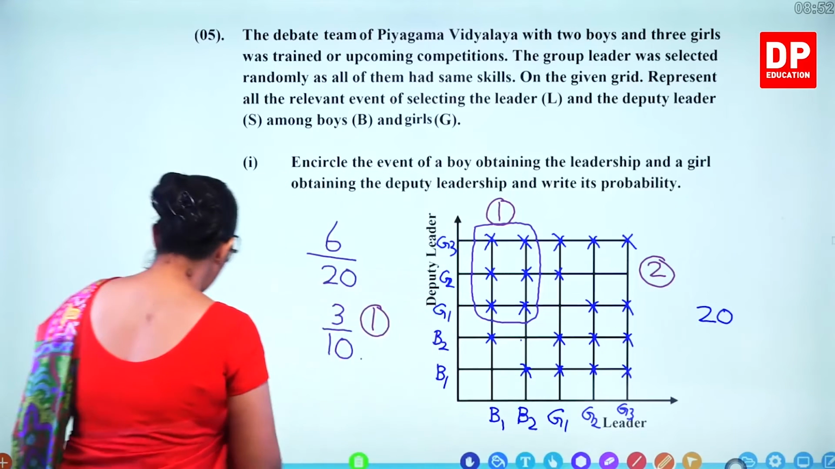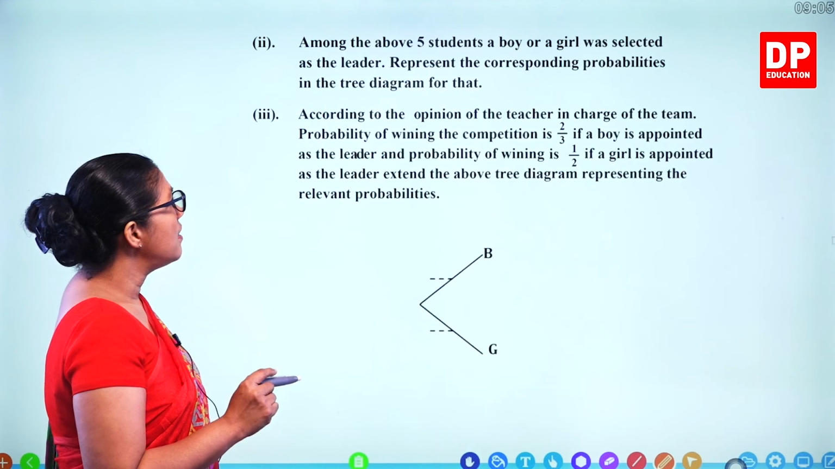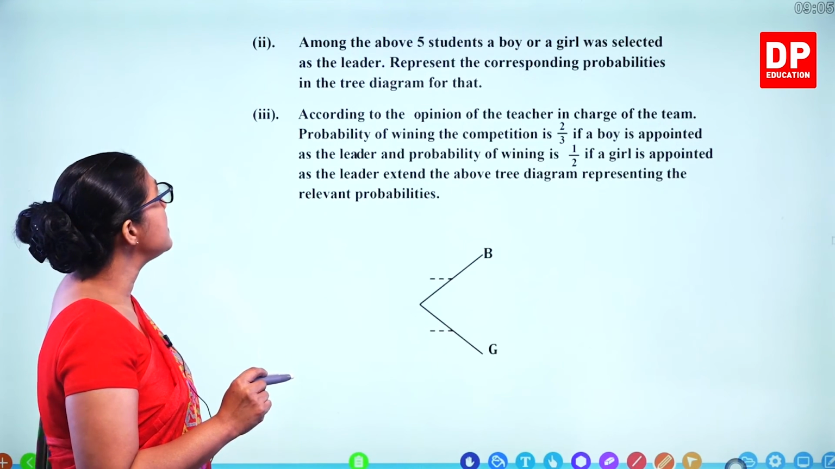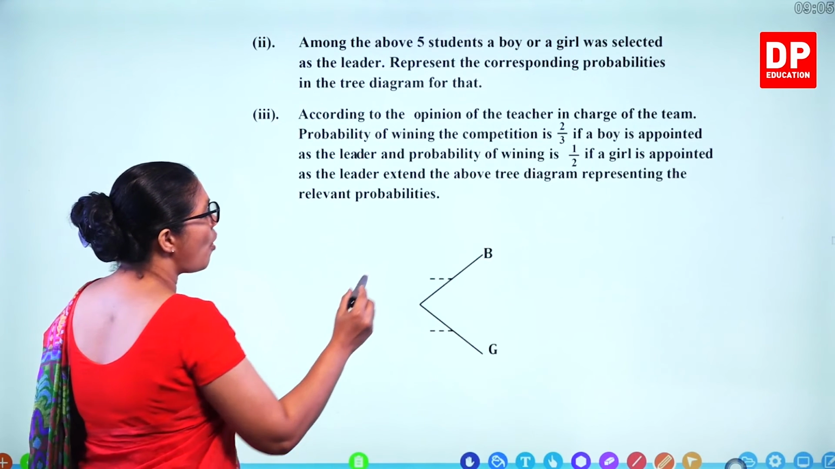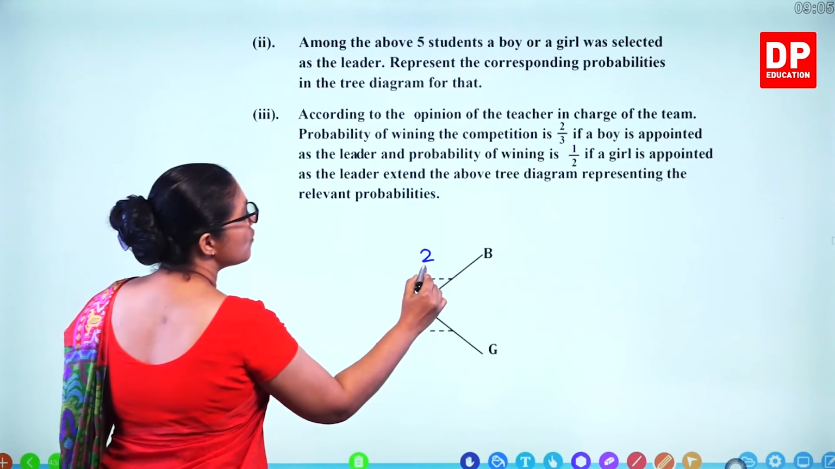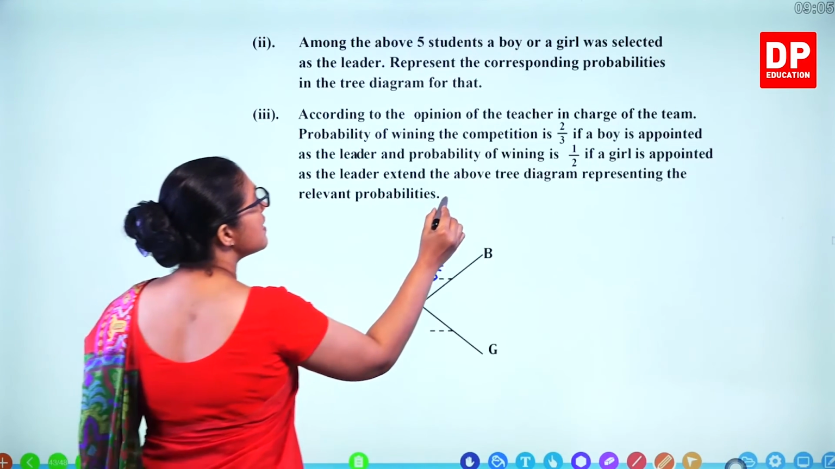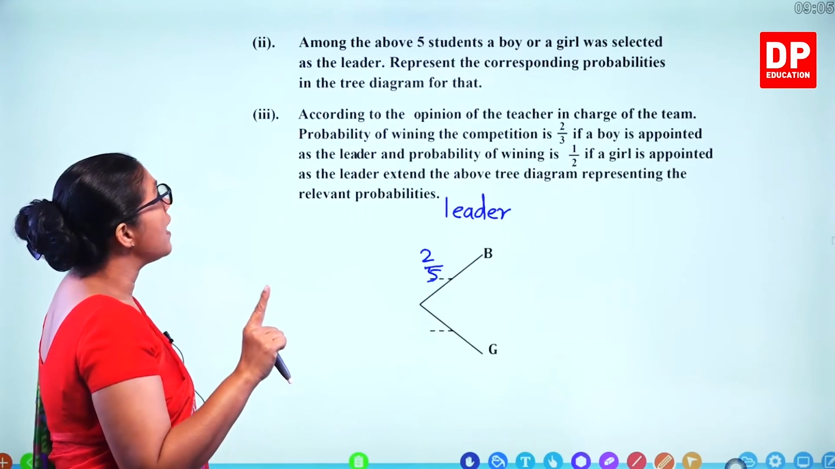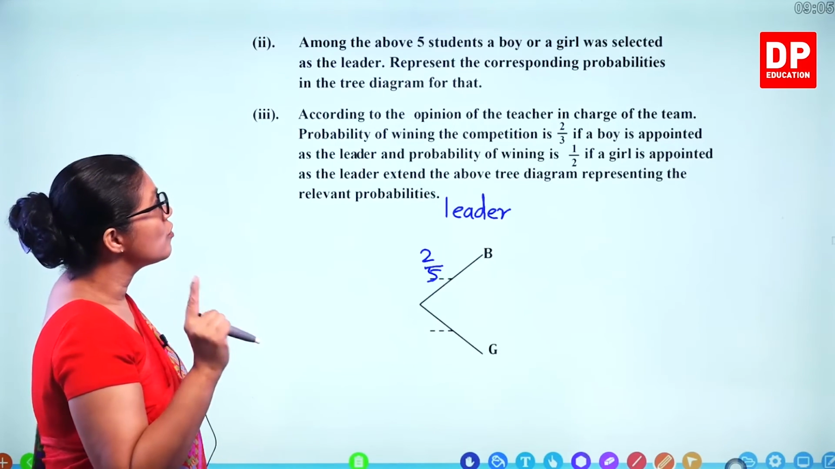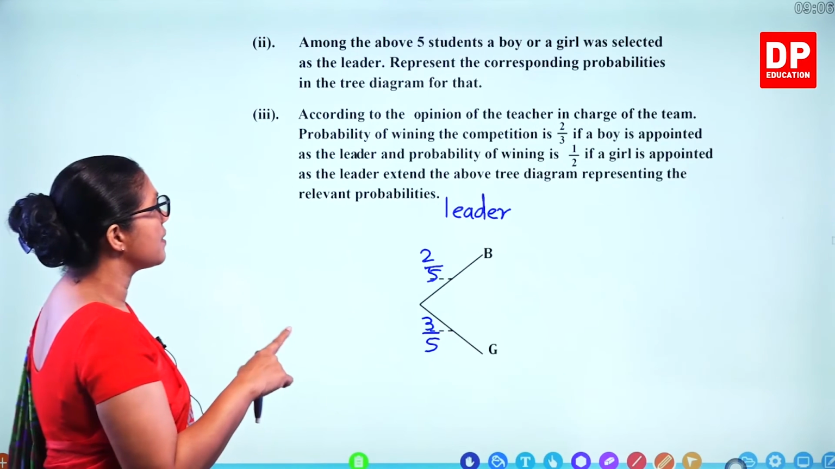Let's take the next one. Second part. Among the above 5 students, a boy or a girl was selected as the leader. Represent the corresponding probabilities in the tree diagram. So how many boys are there? 2 boys out of 5. So 2 over 5 is selecting a boy as the leader. What's the probability of getting a leader as a girl? So how many girls are there? 3 out of 5. So that's the first part.